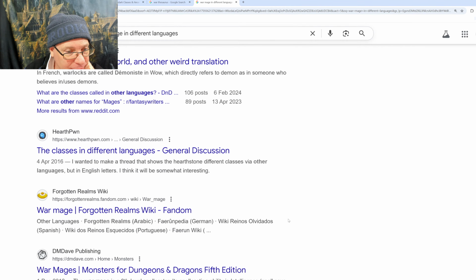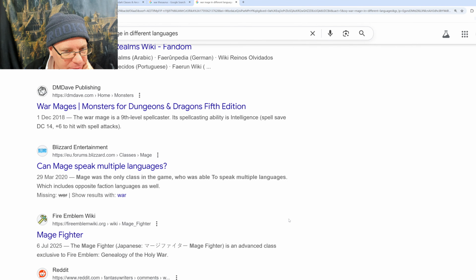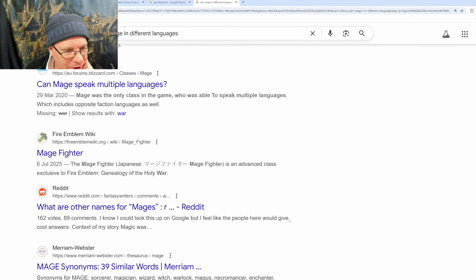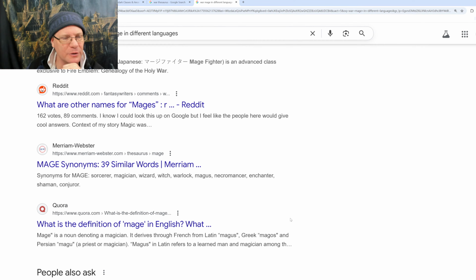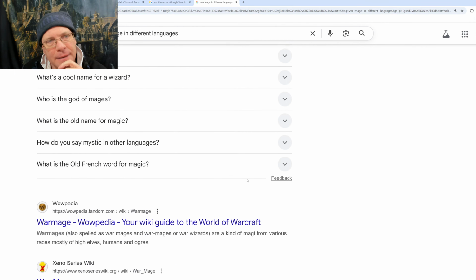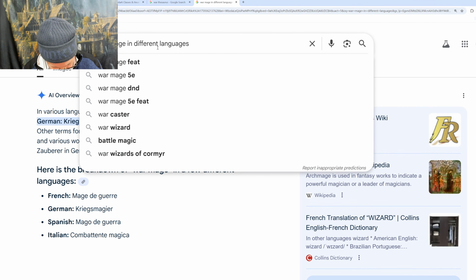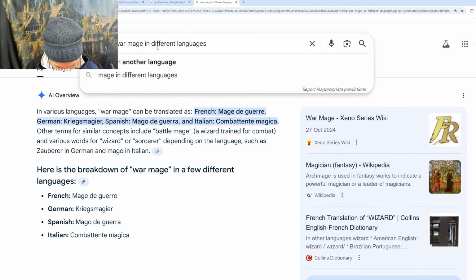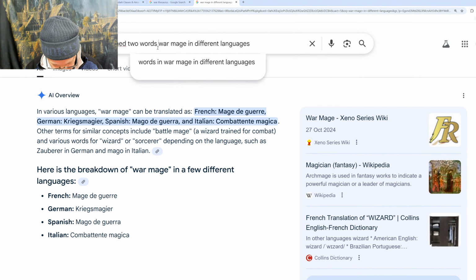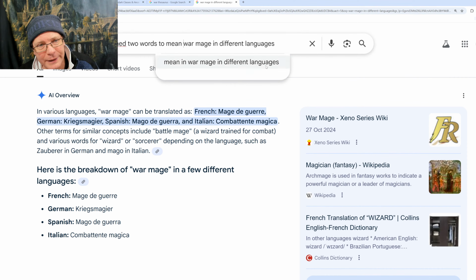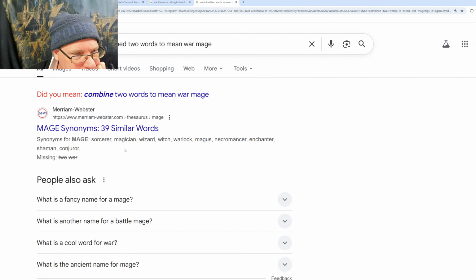So we're going to have to... I'm really going to struggle with this one. I'm not going to stay on this for too long because I need to be able to move along and get other things done, and so do you. What's another way that we could sort of look at this? So War Mage. Combined two words to mean War Mage. Okay.